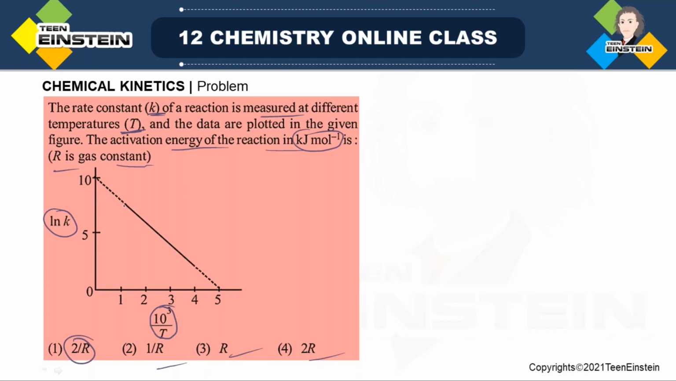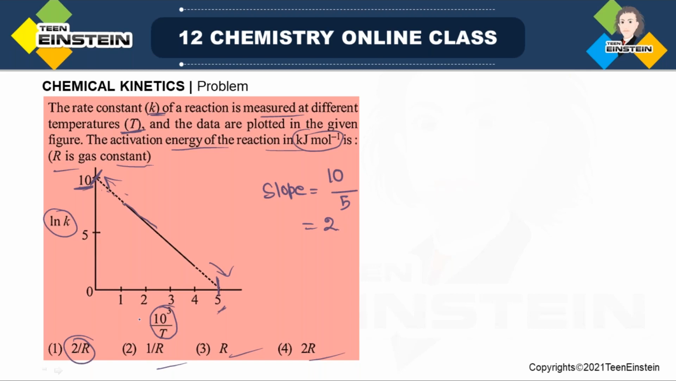Here the line is only this portion, but if we extend this dotted part on both sides, it joins the y-axis at this point. That means the value of ln K is 10, and it cuts the x-axis at the point 5. So from these two pieces of information, the slope of this line is the value on the y-axis, 10, divided by the value on the x-axis, 5. So it is basically 2.